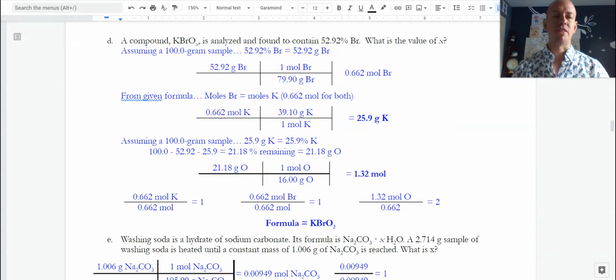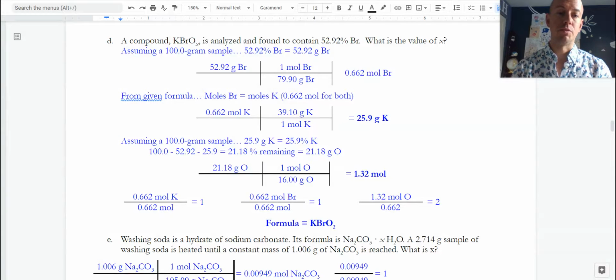This is one where you have to think about, problem solve, determine what you can do next in lots of different ways. But that tells me I have 25.9 grams of K in this imaginary 100-gram sample. 100 grams, well, 52 grams of it are bromine based upon the percent. 25 grams of it are potassium based upon the mole-to-mole ratio and the molar mass, which means that in that 100-gram sample, there would be 21 grams of oxygen.